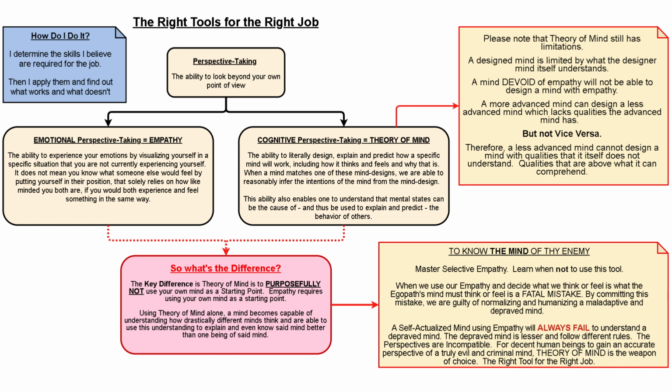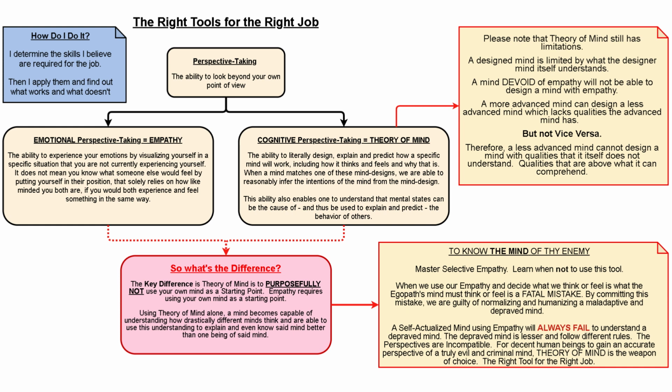And we'll take a look at the other side of this. So that was emotional perspective taking, and that's empathy. But cognitive perspective taking is theory of mind. This is where, instead of trying to put myself in someone else's shoes, I sit down at my computer and I think about how does their mind work given limitations. This is totally different. This does not involve my mind. I'm not using my mind as a starting point. So I design, explain, and predict how a specific mind will work. And that includes how it thinks and feels and why that is.